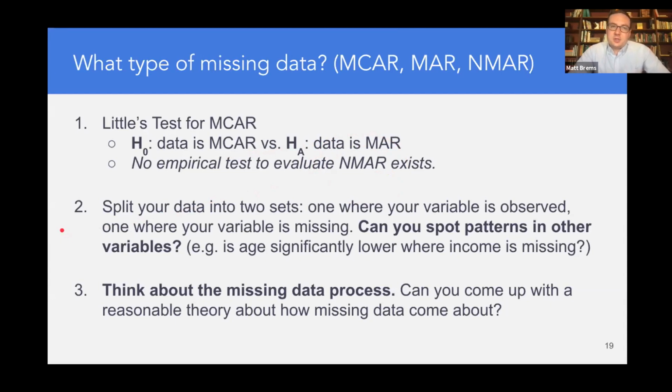Another technique that you can use to try and figure out what type of missing data you have is to take your data set and split it into two sets. One where your variable is observed and another where your variable is missing. So for example, let's say that I had a bunch of data and in some of my data, income is observed, and in other data, income is missing. What I do is I take my data frame and I split it based on where income is observed and where income is missing. Then I want to see, are there patterns in other variables?